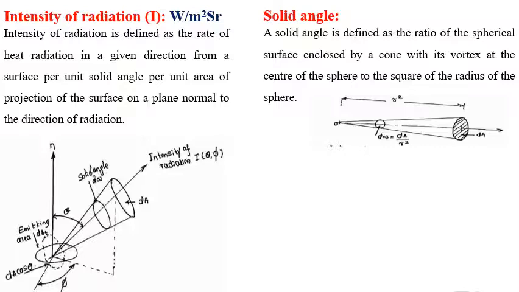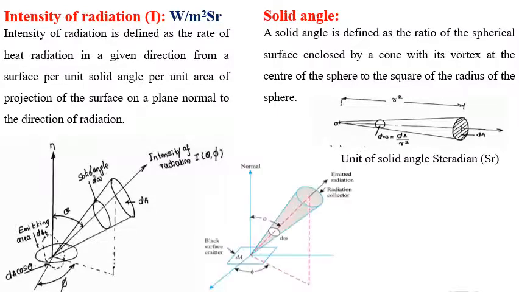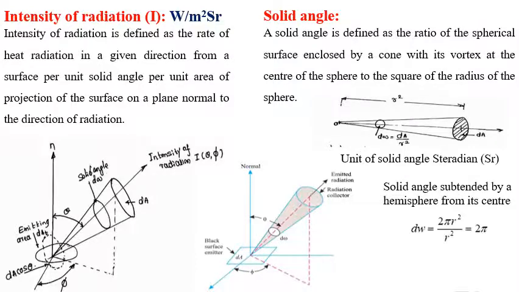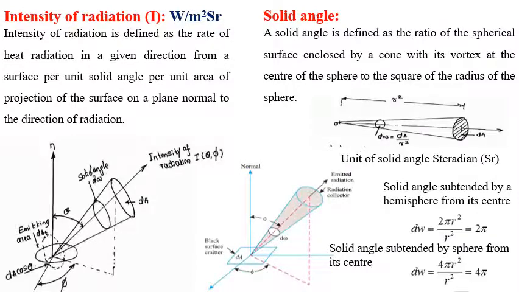The unit of solid angle is steradian. The solid angle subtended by a hemisphere from its center is dω equals 2πr square by r square, which is equal to 2π, and the solid angle subtended by a sphere from its center is 4πr square by r square, which is equal to 4π. This we should remember.